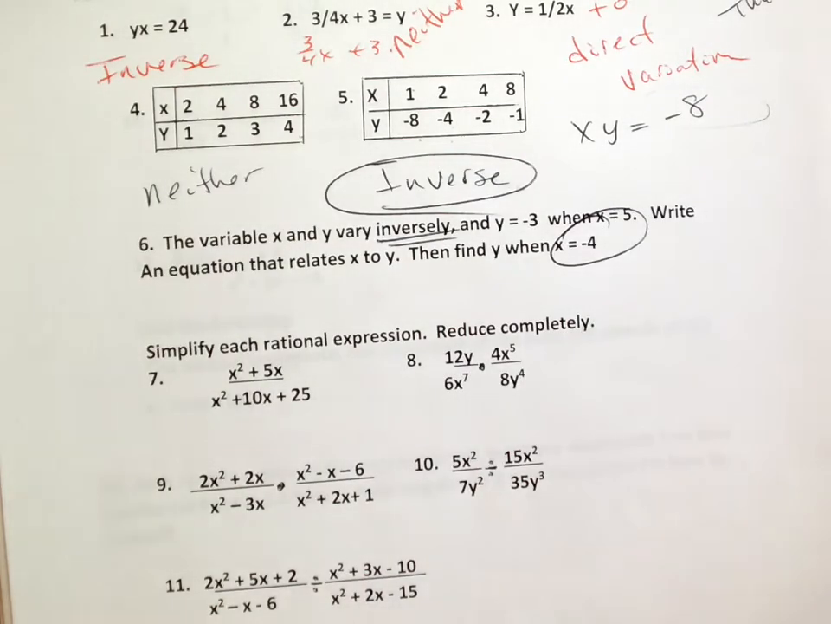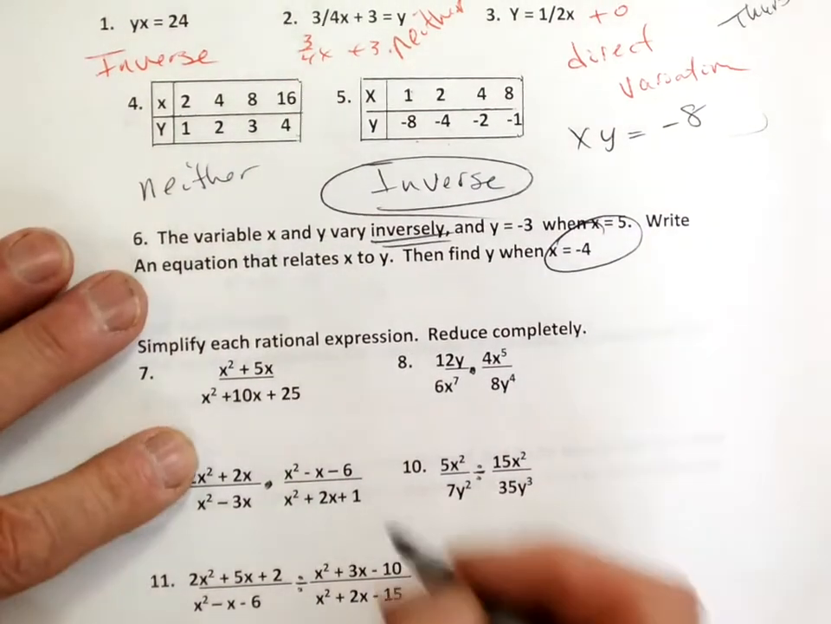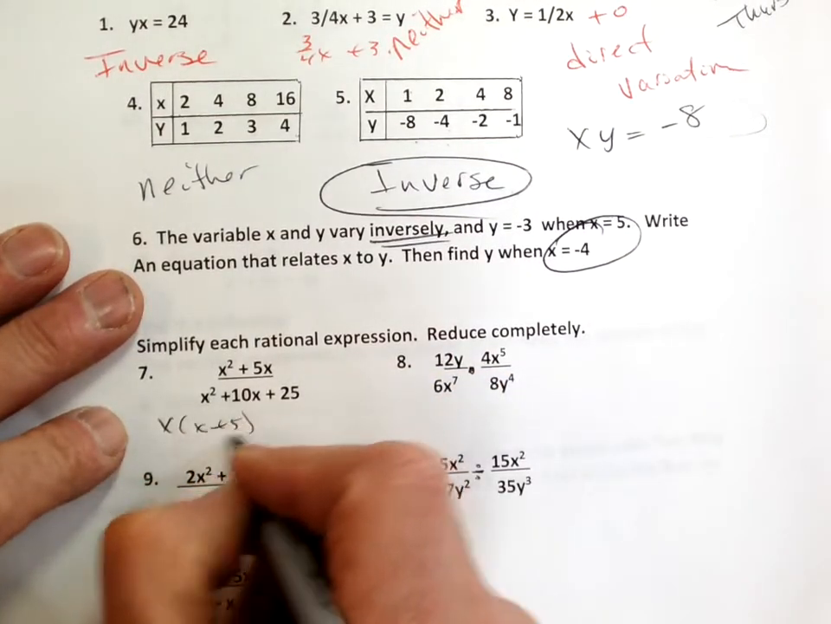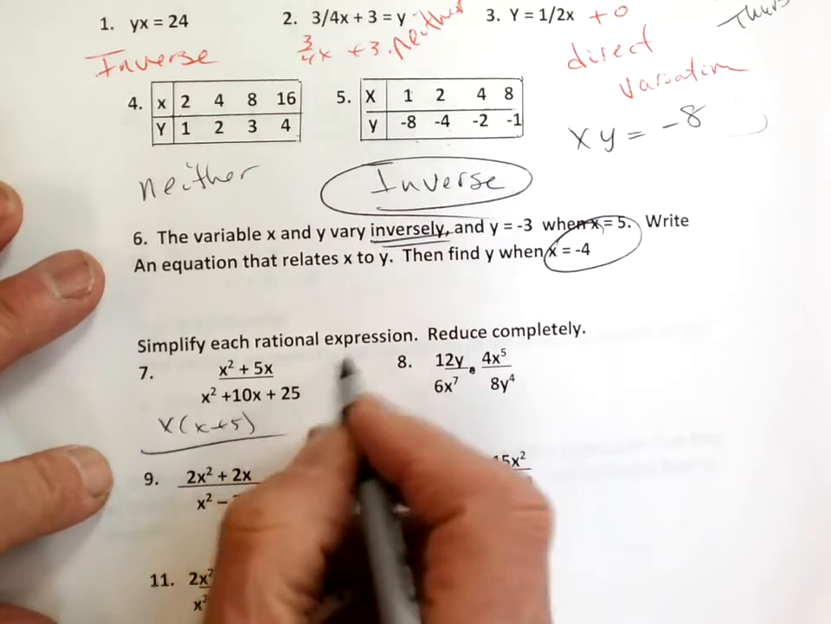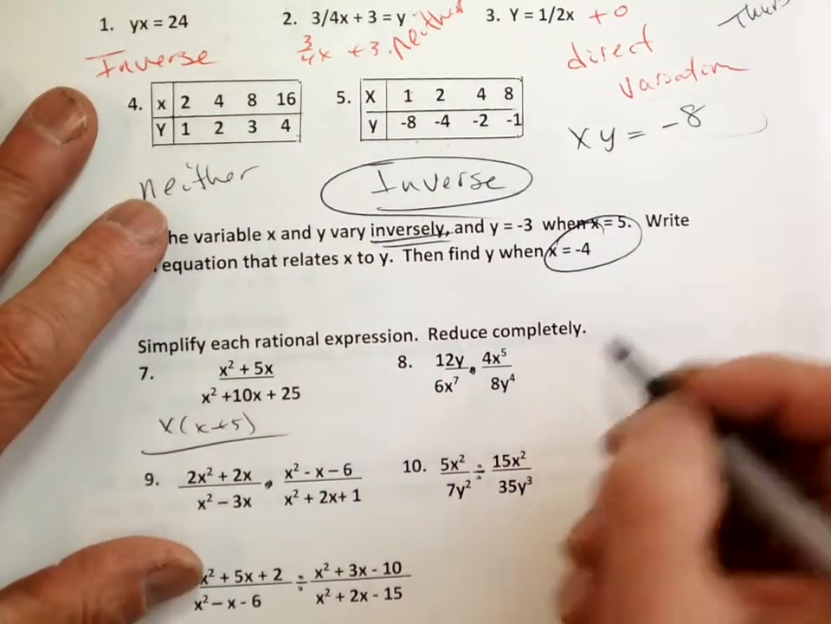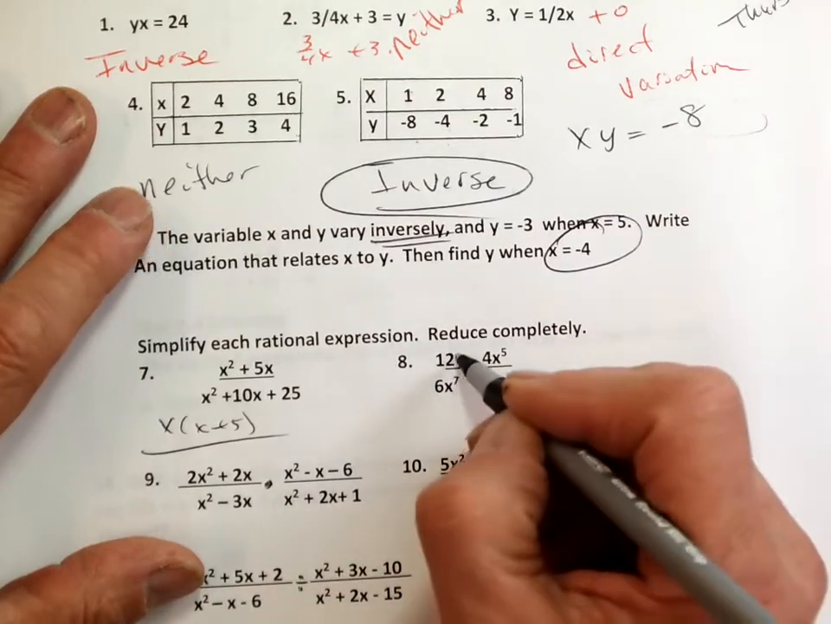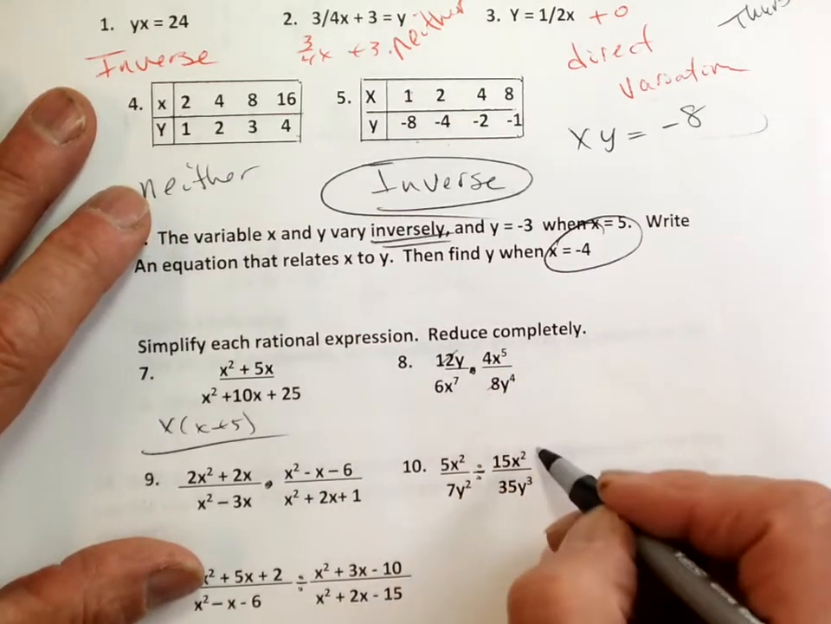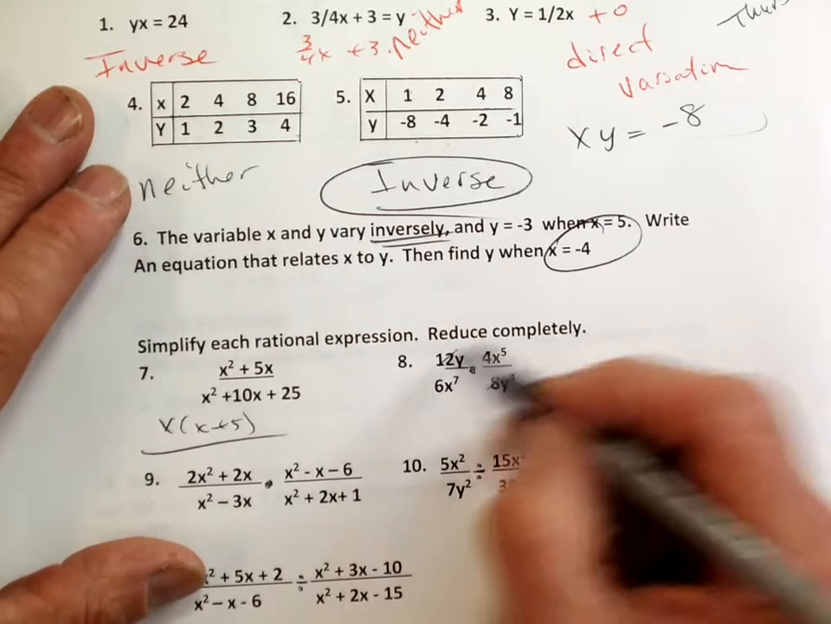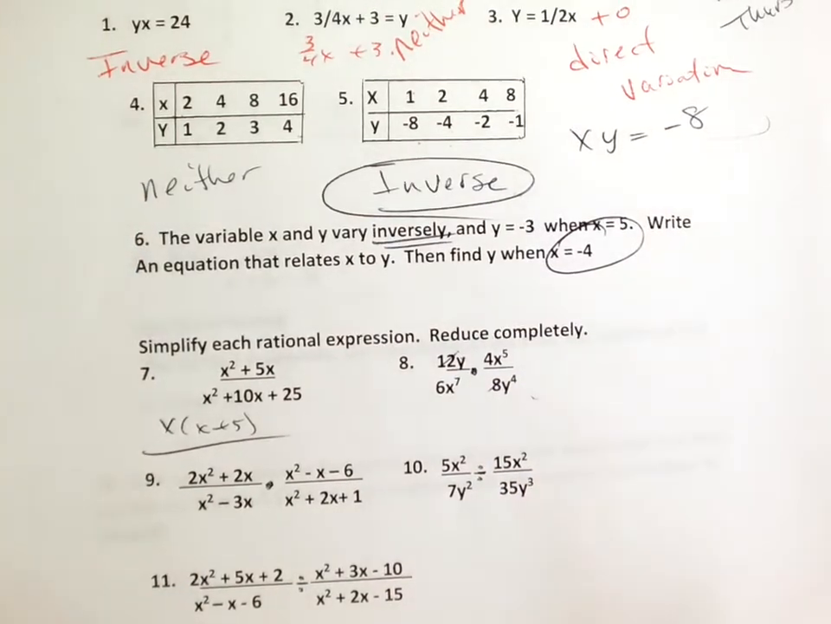Number 7, factor. I would factor out an x, and I'd factor an x plus 5 and x minus 5, and cancel, cancel. Number 8, cross simplify. I would go 12 and 8, and cross simplify there. I'd get some y's to cancel and some x's to cancel, so go ahead and work on that.